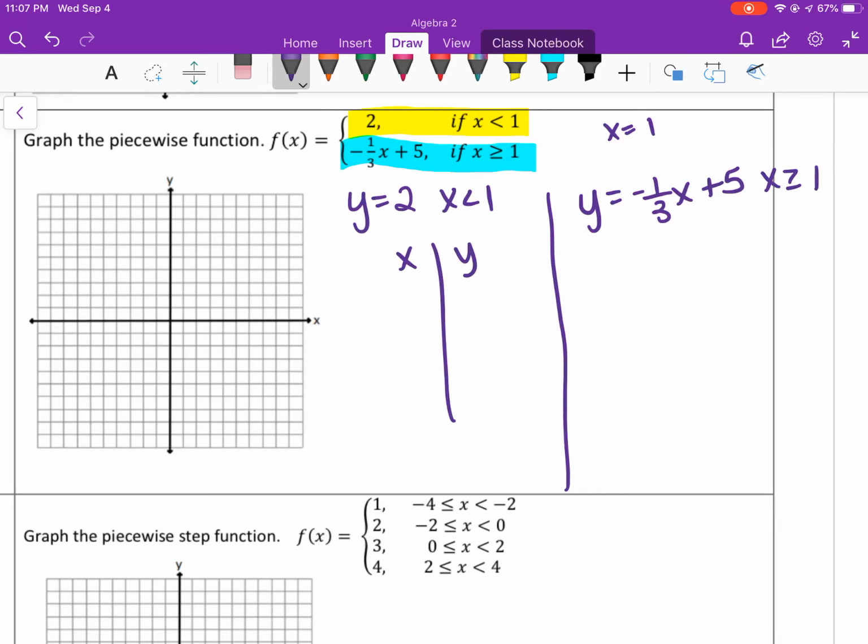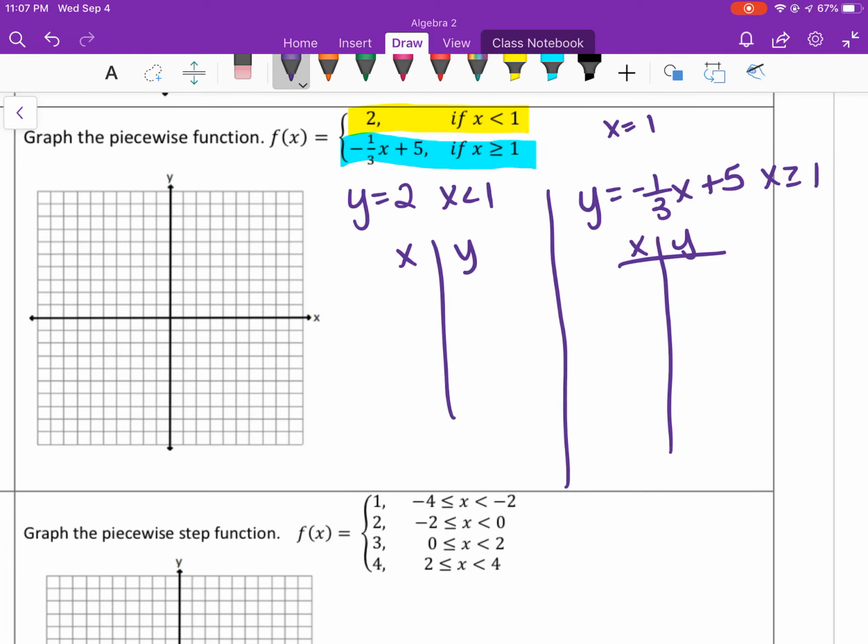In my table, I'm going to draw a table for both. Since my graph splits at x equals 1, that's going to be the first x that I choose in both tables. On the left side, x is less than 1, so I'm going to choose 1 and then values less than 1, like 0, negative 1, negative 2. And on the right, x is greater than or equal to 1, so I'm going to choose values like 1 and maybe 2, 3, and I'll come back to that in a second.